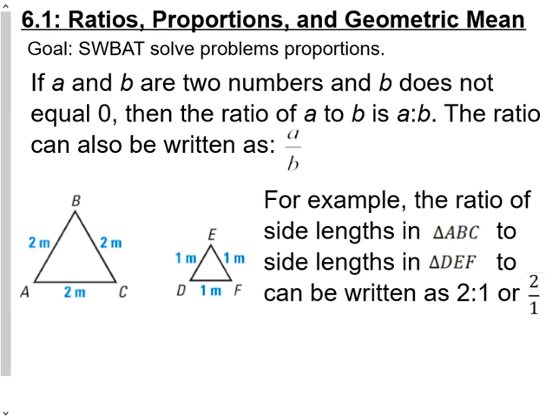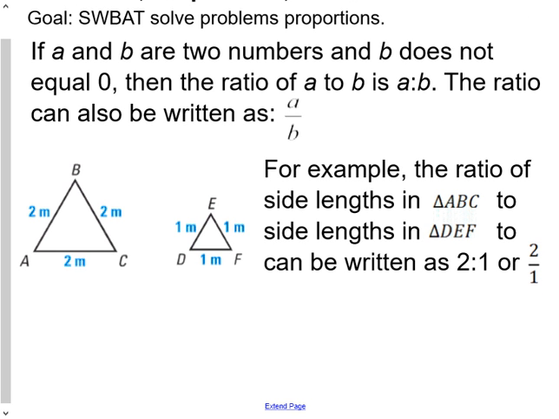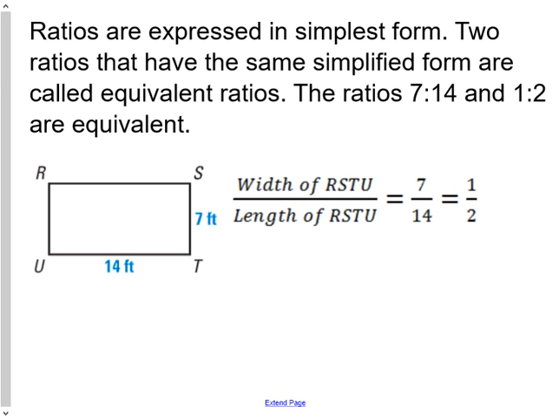Now, in regards to similarity, we're going to be using it a little bit more often with ratio of side lengths. So down here, we've got two equilateral triangles. ABC has sides 2, DEF has sides 1. So the ratio of side length in ABC to side length of DEF can be written as 2 to 1 or 2 over 1. Both are the same thing, just different ways of writing ratios.